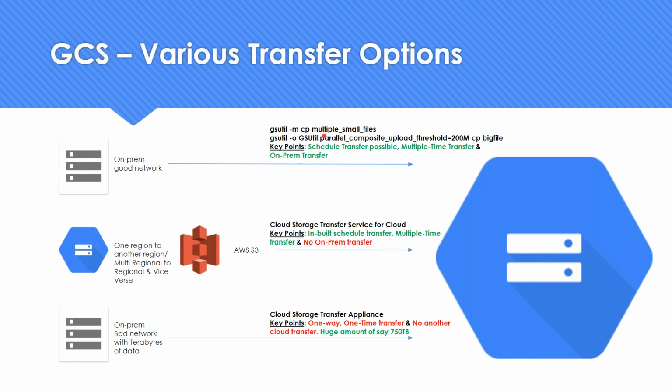But the biggest drawback of the gsutil command here is you cannot do any scheduling. You have to write some shell script or a batch script to put it in your Windows scheduler or in your cron tab, but there's no scheduling option available. So scheduling is not going to be easily implementable. You have to write code, but it is possible. It's not that it is not possible. Multiple times you can transfer it. Every day, if you want to do it, you can schedule it.